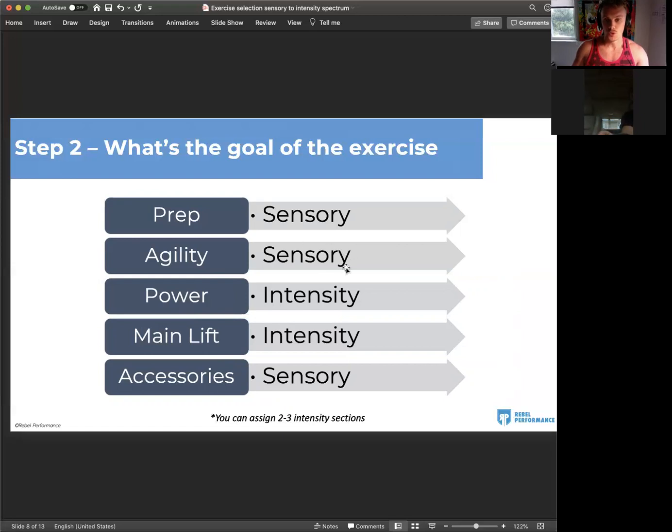Agility would be more sensory biased. My power section is going to be a little bit more intensity biased. My main lift section will be more intensity biased. And my accessory section is then going to be more sensory biased. The key here is you only get to assign 2, maybe 3 intensity sections in a training day. Everything can't be intensity. You got to pick, ideally 2. I try to force myself to 2. I can stretch to 3 though, depending on the athlete and where we are in a training cycle.